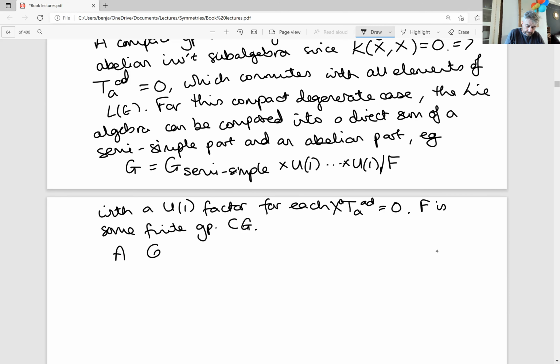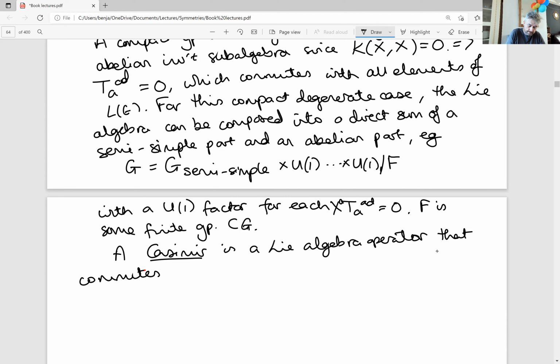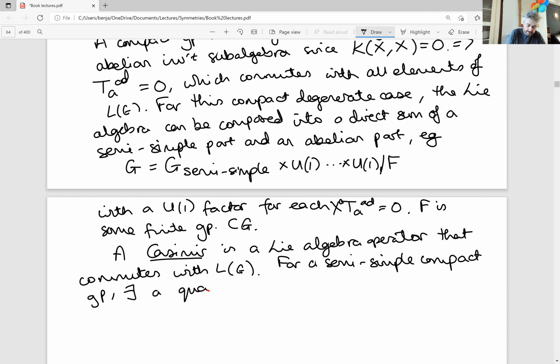So a Casimir is a Lie algebra operator that commutes with all of the Lie algebra. So for a semi-simple compact group, there exists a quadratic Casimir, we're going to call this C. So this is TA TA.